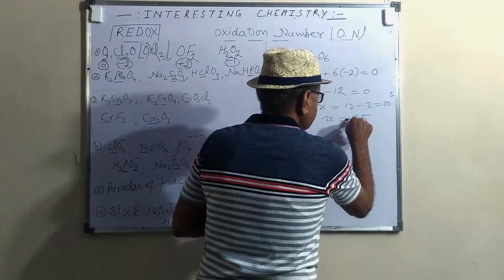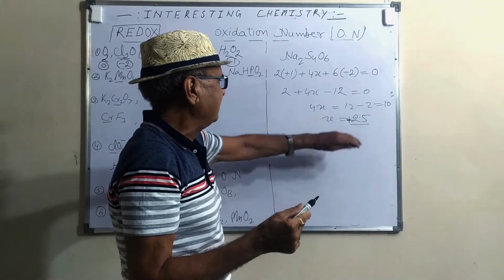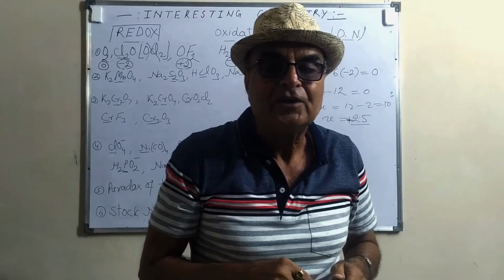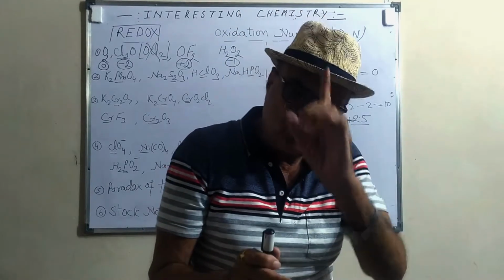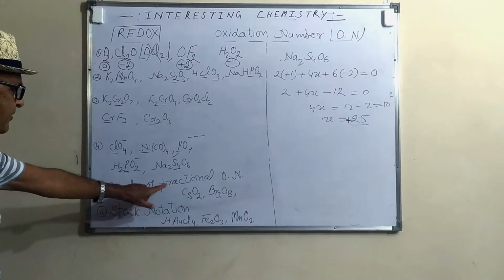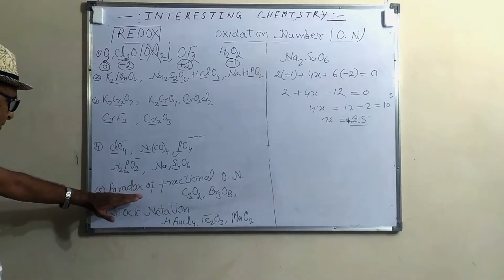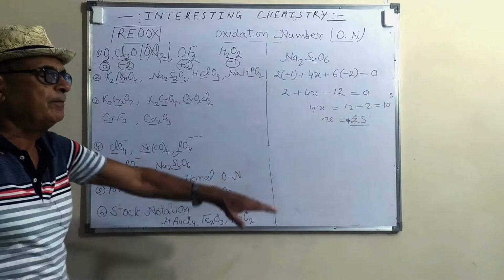Right here, +5 plus 2.5. So it is a fractional oxidation number. I have written here the paradox of fractional oxidation number. Here I have told you this is a paradox. What is a fractional oxidation number?